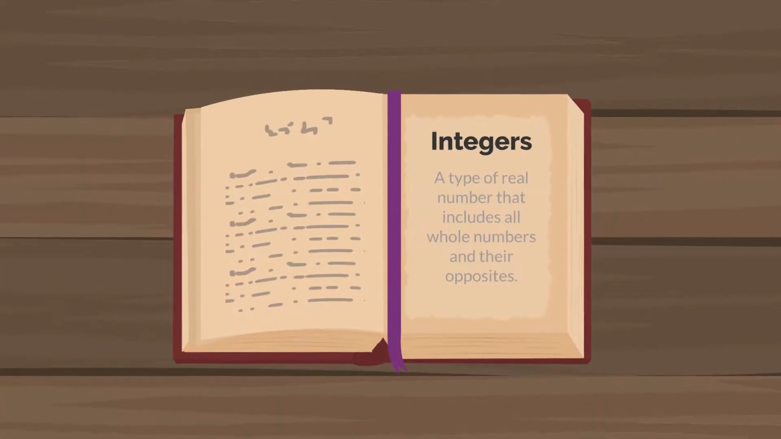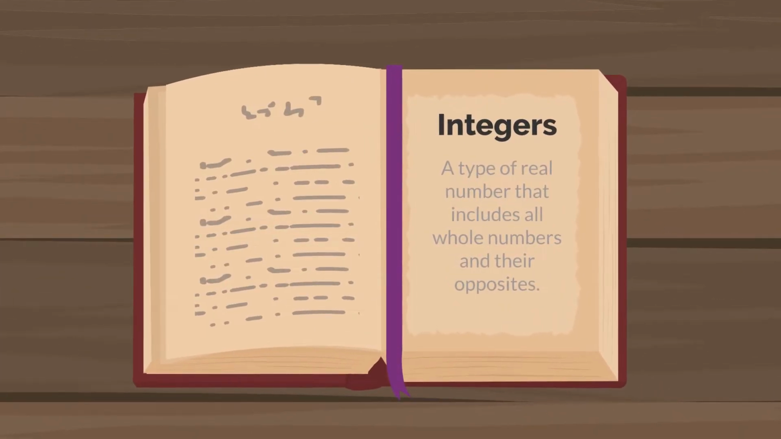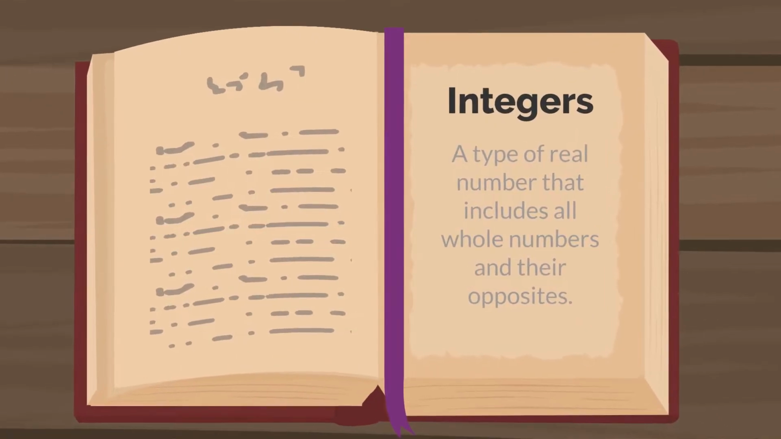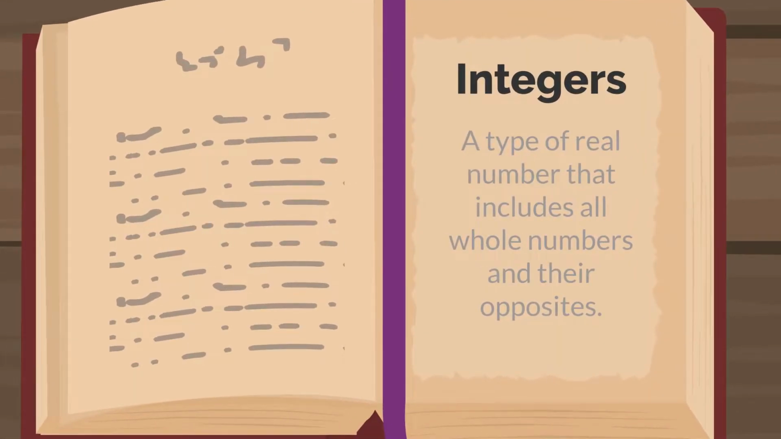Integers are a special type of number that includes all the whole numbers and their opposites. Integers are a type of number in the real number family, and real numbers are the numbers most people use at home, work, and play.